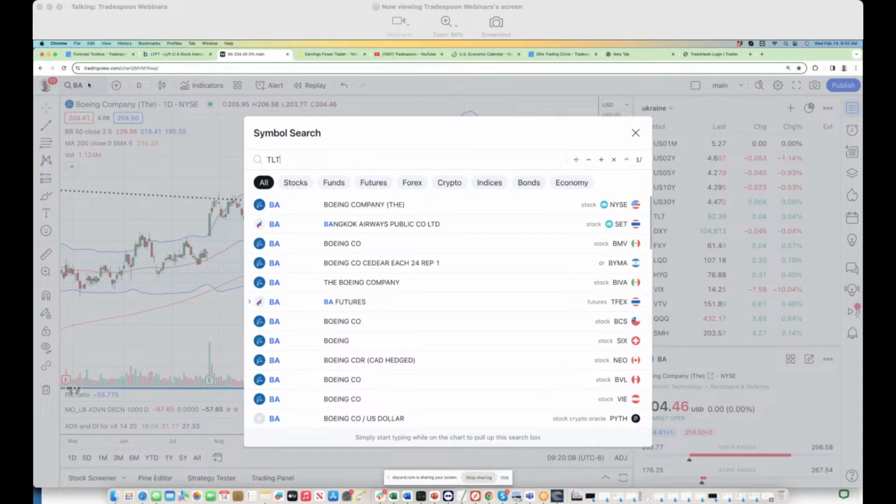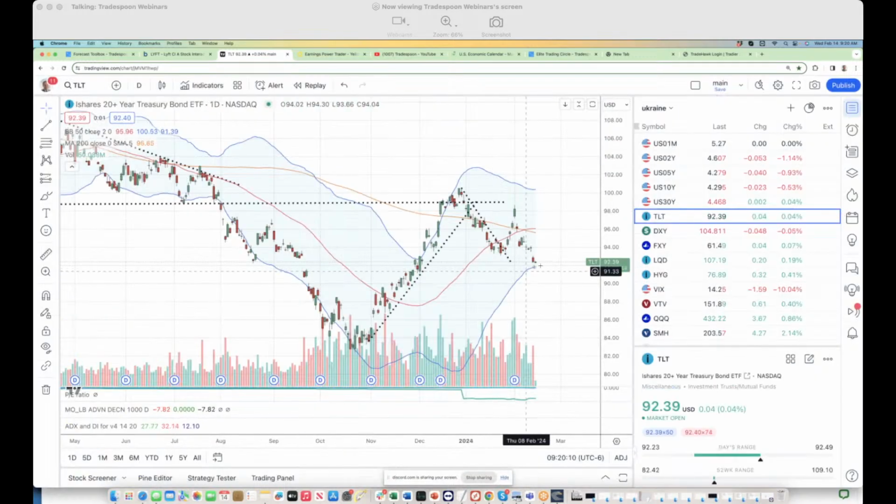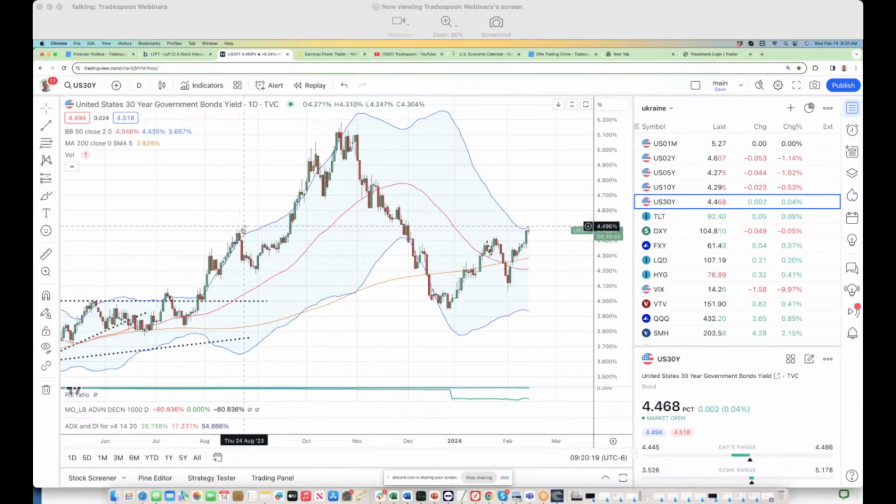TLT hasn't really built any bottom, right? 30-year yield, August of 23 highs. So there's really no overhead resistance, right? So it could be 450, it could be 460, could be 470. That means that TLT is going to grind lower and lower and lower.